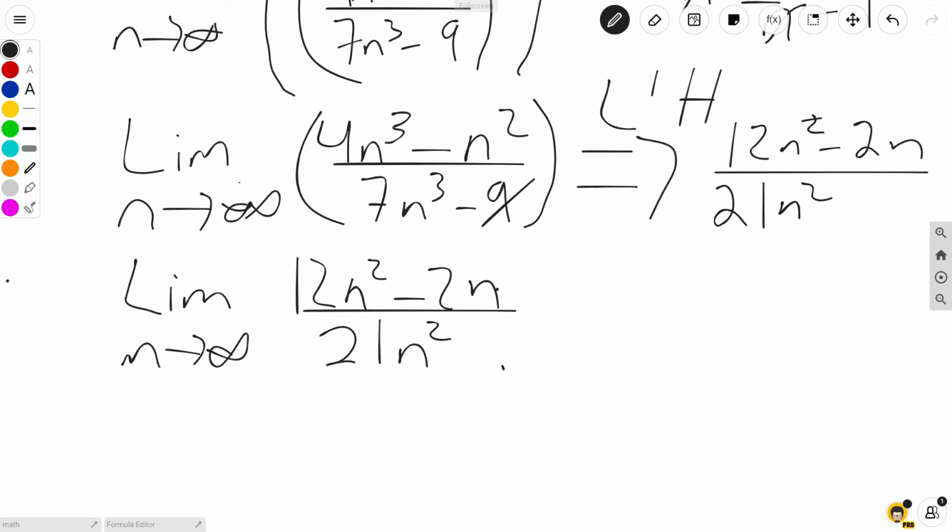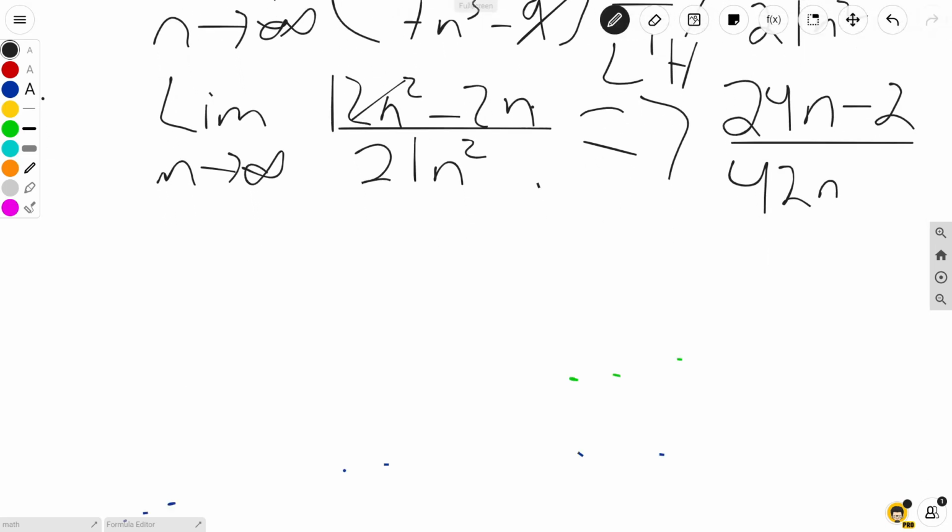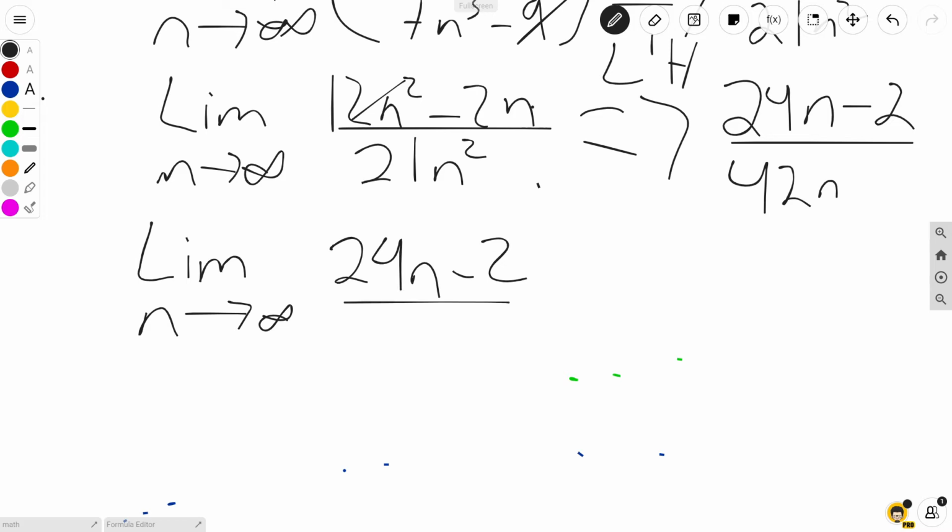And notice how we have numerator and denominator, so we're going to go ahead and apply L'Hopital's rule one more time. And the derivative of 12n squared would be 24n. The derivative of 2n would just be 2. The derivative of 21n squared would be 42n. So now, notice how we still have the same exponent, so we apply L'Hopital one more time. For this root test, it's very similar to the ratio test, but it's half the work. So 24n minus 2 divided by 42n. And then we're going to go ahead and apply L'Hopital's rule one more time.